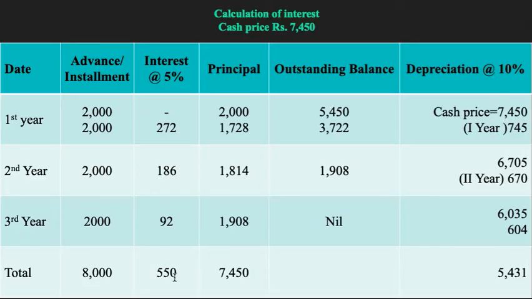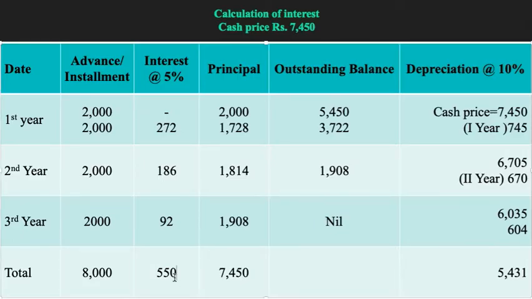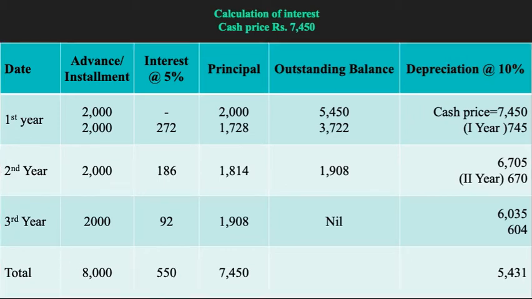Now here Machines Limited is the seller. He is selling goods worth 8,000 rupees, in which 7,450 rupees is the principal amount, which is the value of the asset, and he is also getting 550 rupees, which is mentioned here, in the form of interest on the outstanding balance, right? So we are going to make the entry like this.